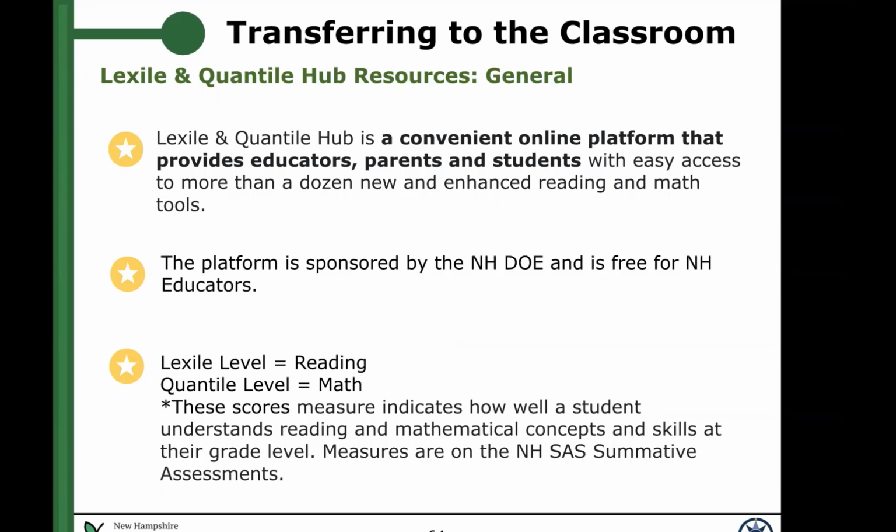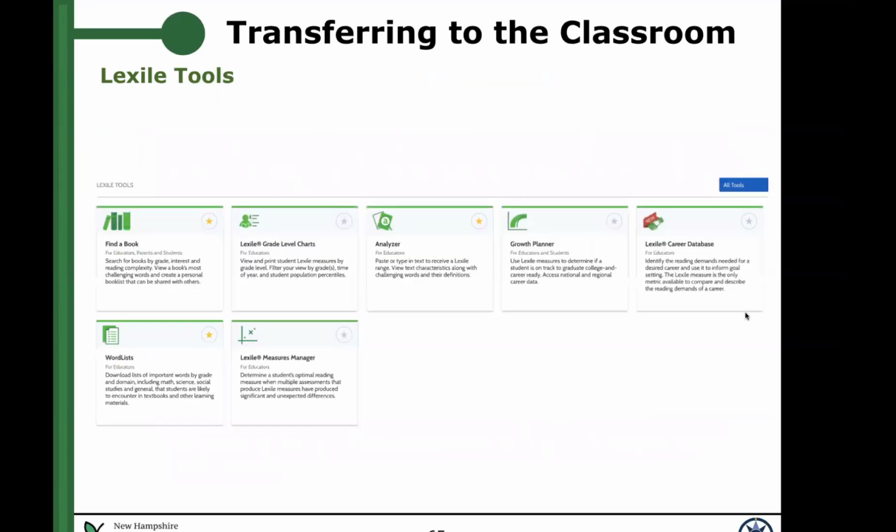This quantile level is something that's a little bit new to some of us, and that is a measure of math skills at a specific grade level. And so both of these Lexile levels and quantile levels are listed on the New Hampshire SAS summative assessments. I just want to show you a little bit about what's on the website.